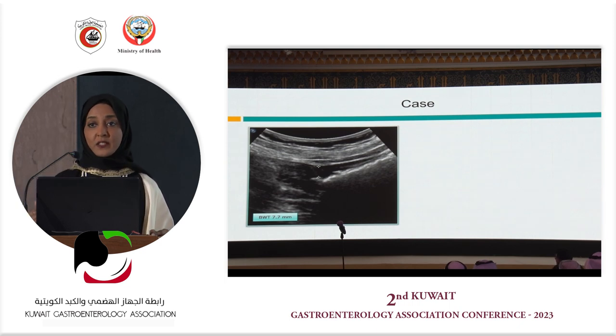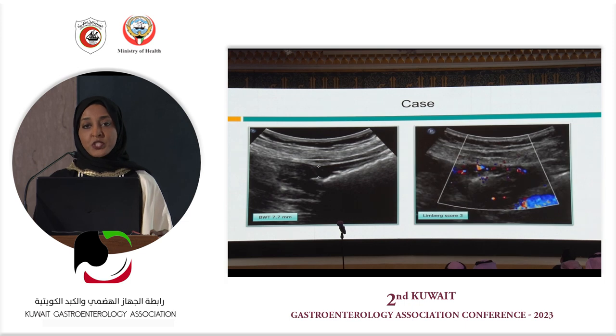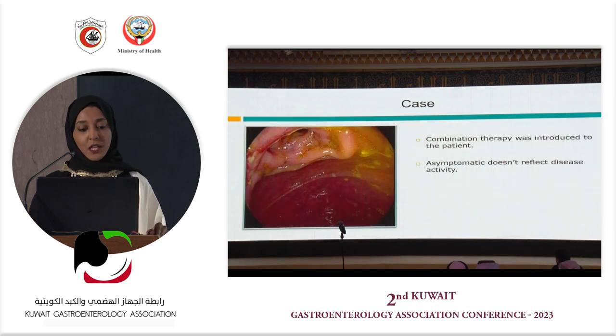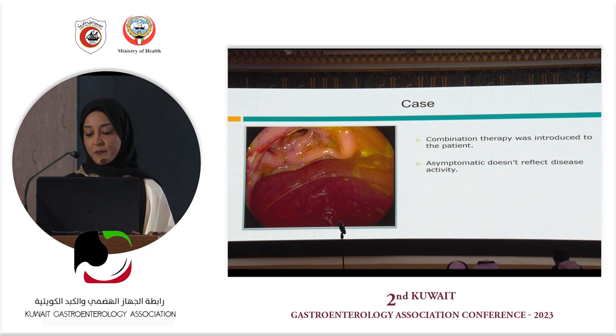Are we dealing with a recurrence of the disease or any sort of inflammation? So I checked the vascularity of this patient, because vascularity means inflammation. And the patient was having quite good inflammation in the bowel wall. So we use a score for such patients, and usually out of 4, this patient was 3. So I scoped this patient, and this is the finding. The patient has strictures, he has ulcerations, so he has a disease recurrence.